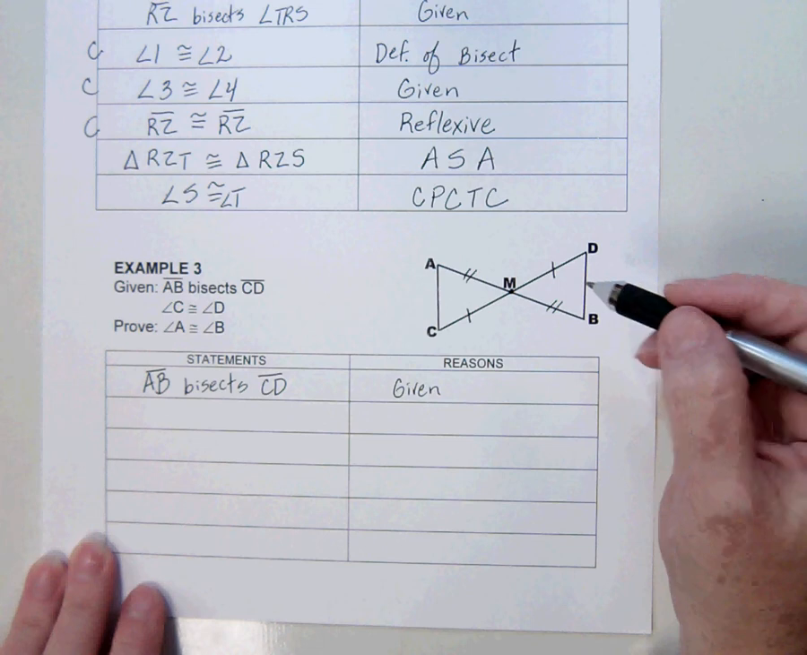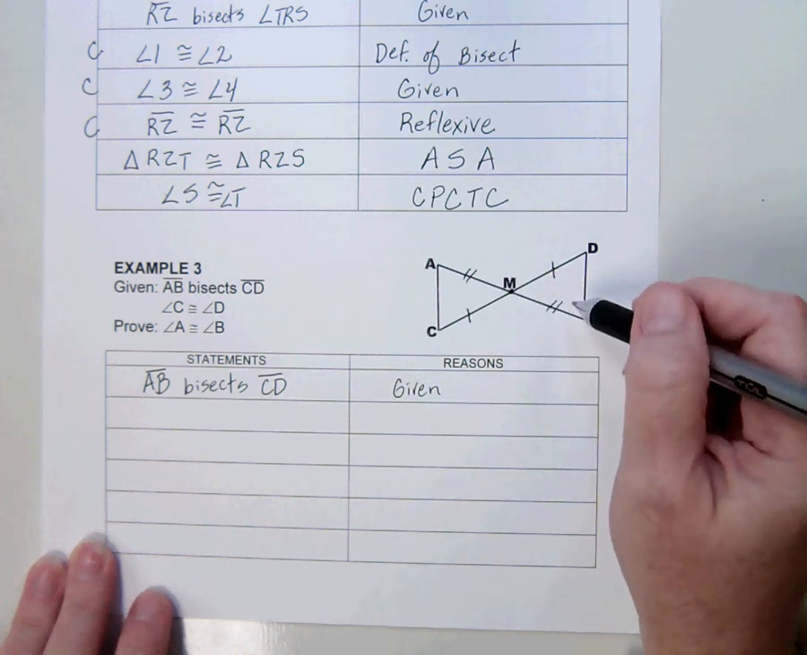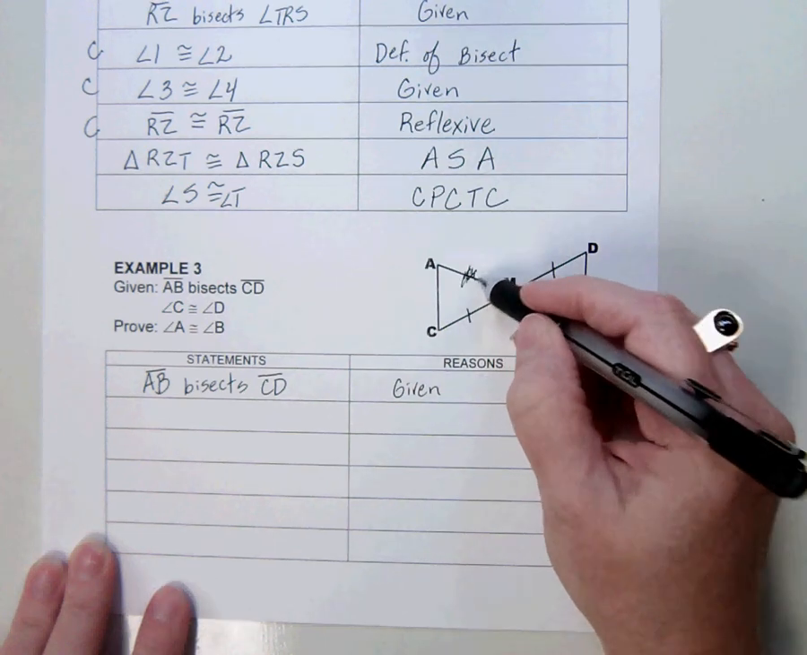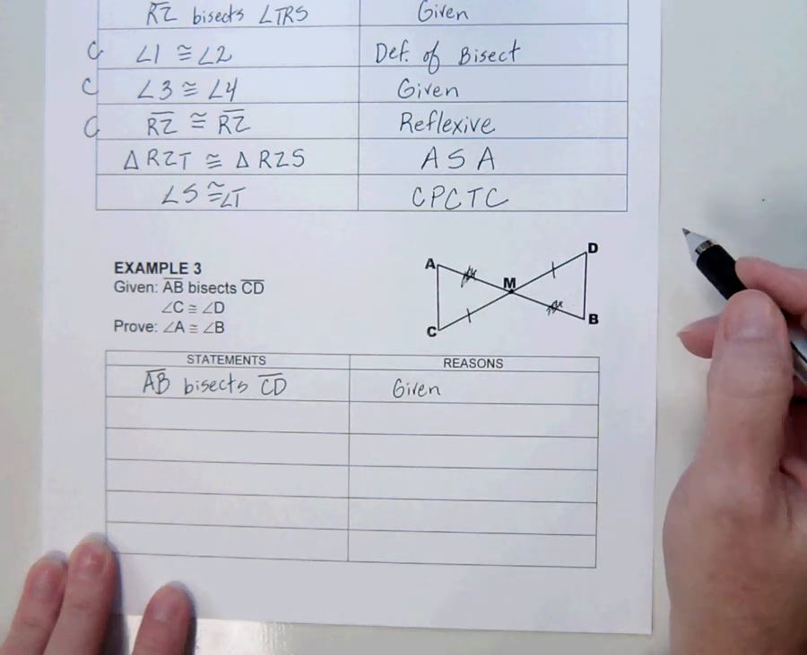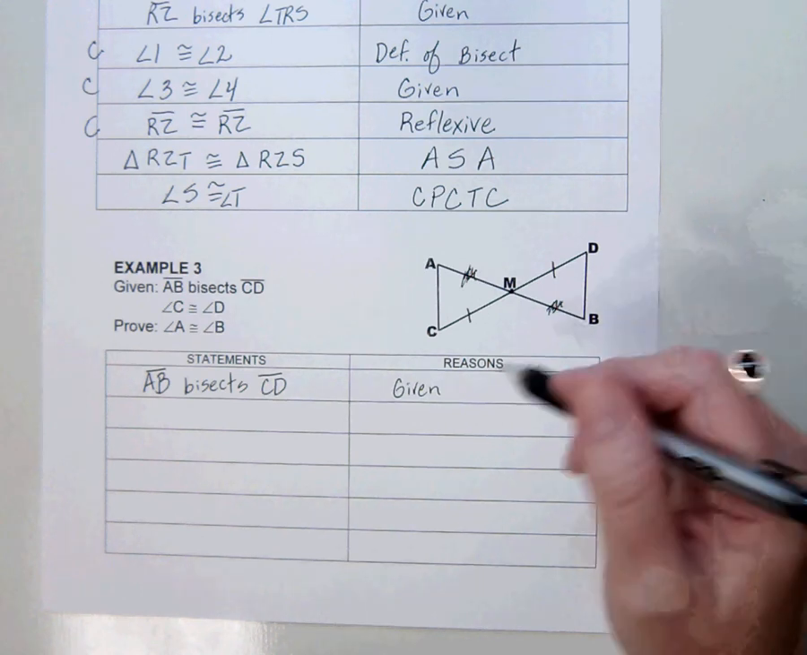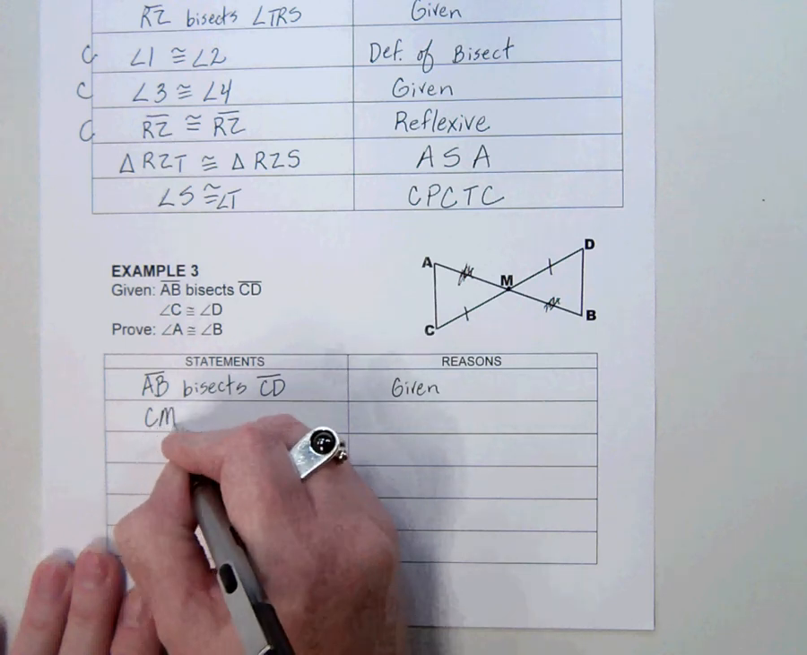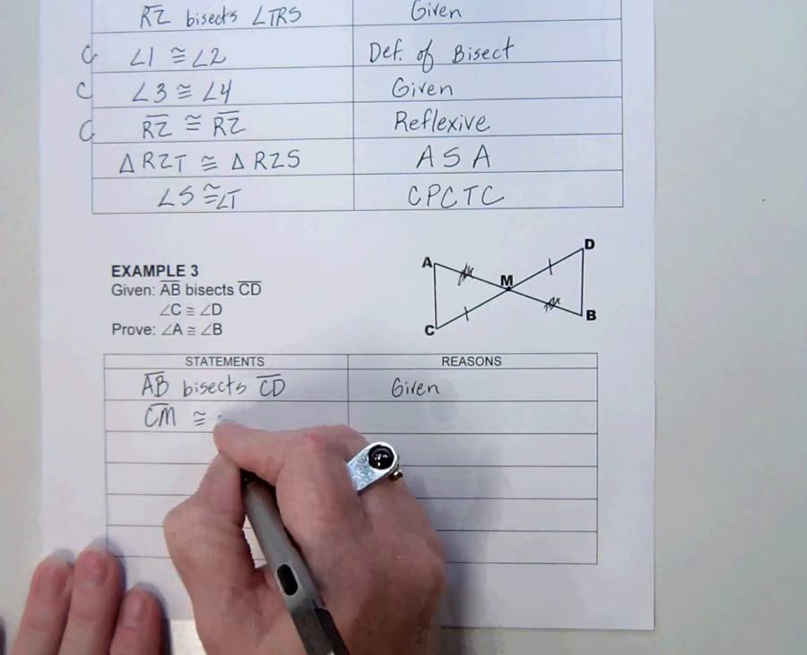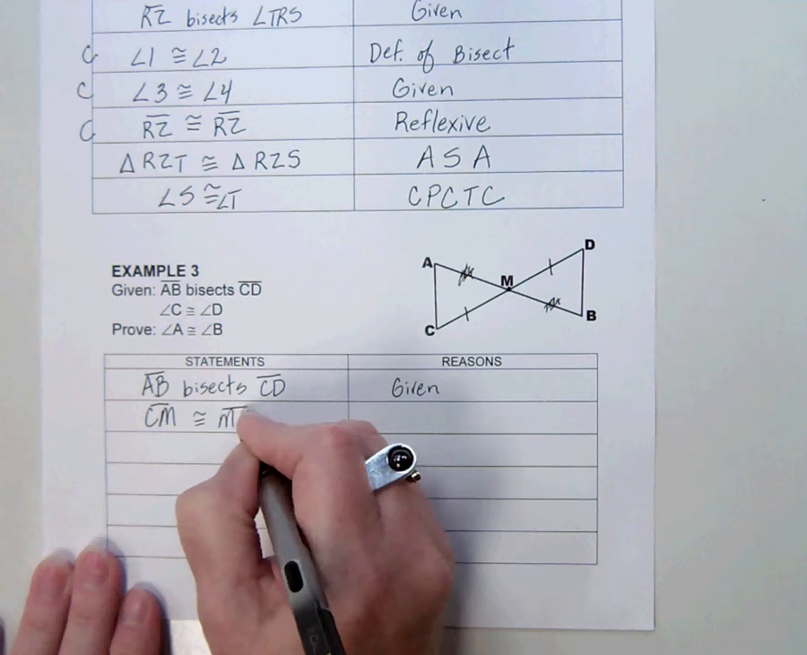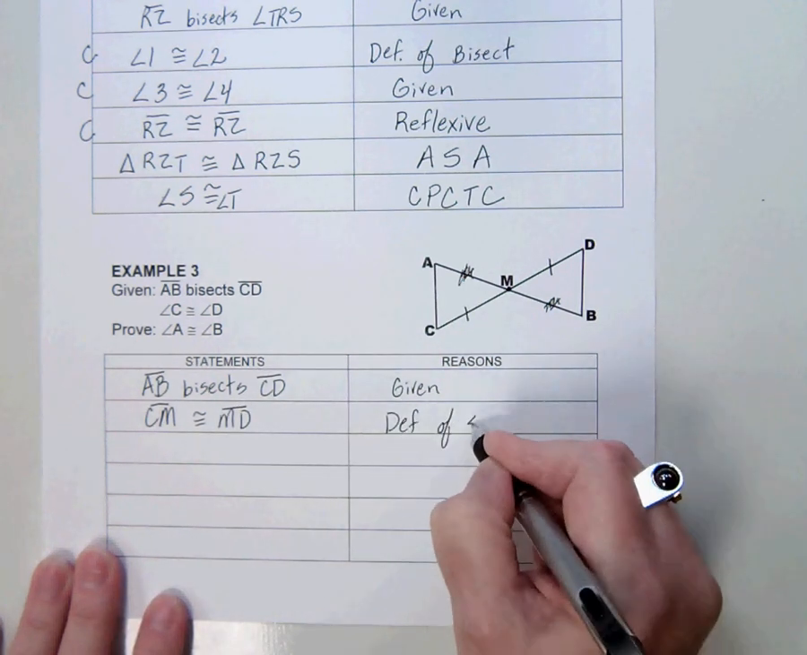Wait a minute, AB bisects CD. Oh, I did that wrong. These we don't know. We don't know that those are the same. We just know that AB cuts the middle of CD. So CD is the one we know has the equal parts. So CM is going to be congruent to MD. That's just the definition of segment bisector.